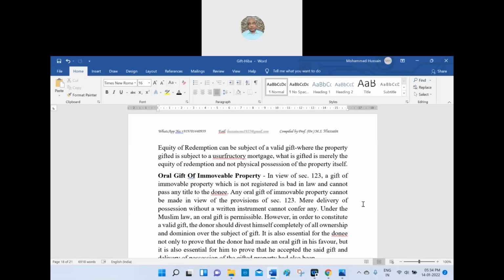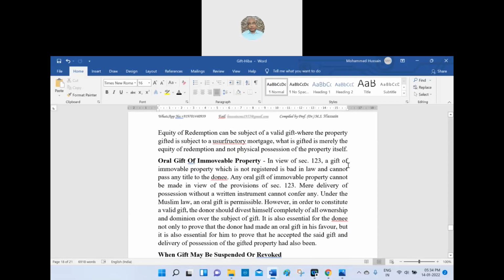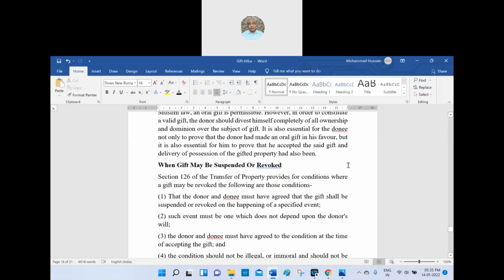Tree as well as the usufruct, donee, land. Both of them go back to the donor because the harvest is over, usufruct is over. So oral gift of immobile property, this we already did. We need not do it again.